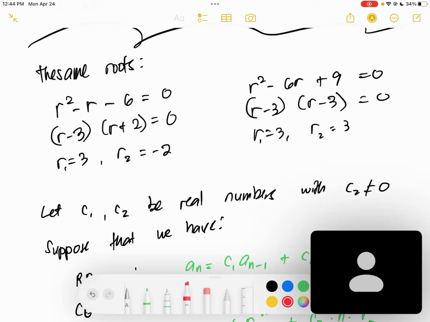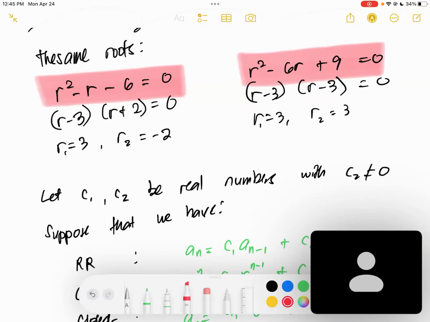In the previous example, we had this characteristic equation: r squared minus r minus 6 equals 0. If we factor it out, its roots are r sub 1 equals 3 and r sub 2 equals negative 2. So they have two distinct roots. What if we have this characteristic equation instead? r squared minus 6r plus 9 equals 0. If we factor it out, it gives us the same value for r1 and r2. So basically, we only have one root here. Okay?